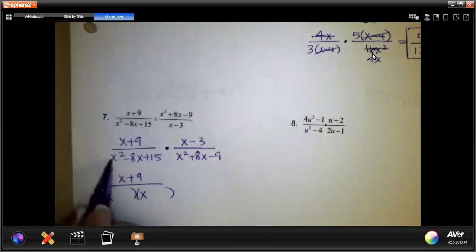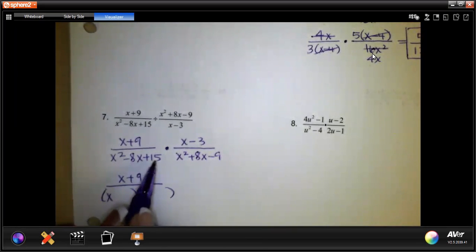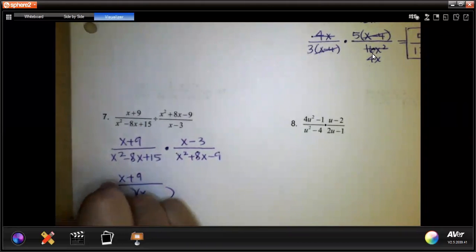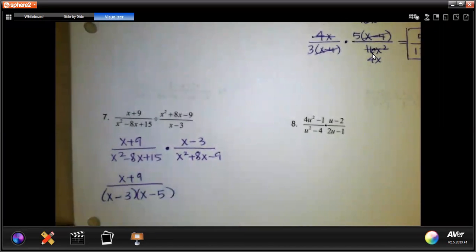Because x times x gives me that x squared. Then I'm looking for what multiplies to be 15, adds to be -8. And that is -3 and -5.